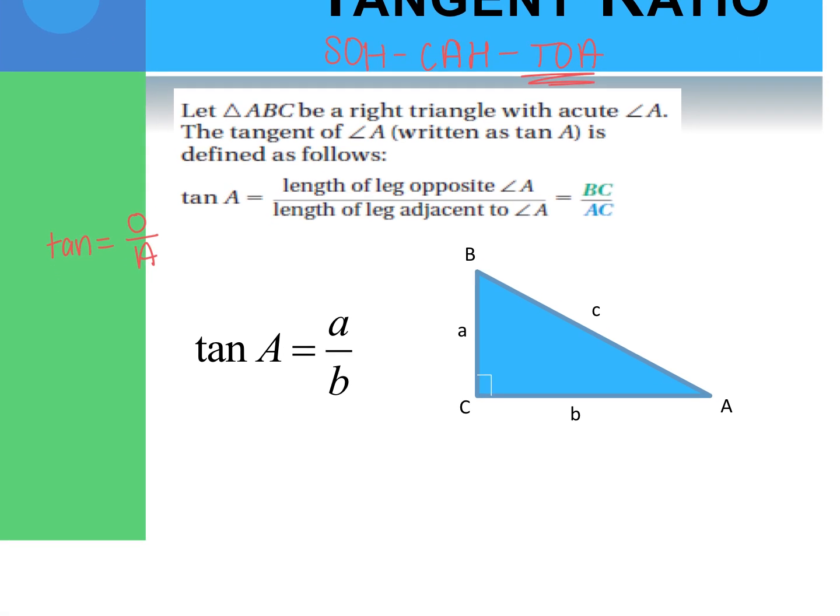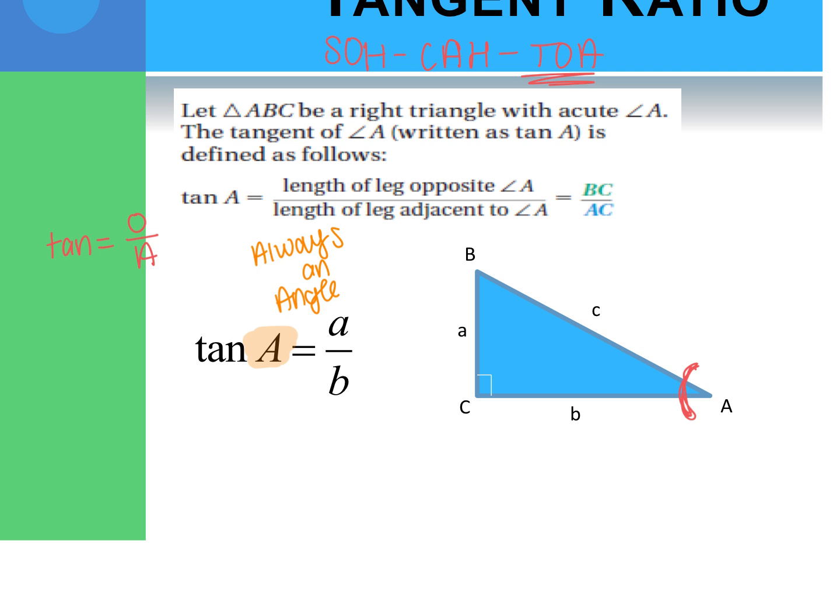So tan A, that capital A, anytime you have tan or cos or sine and some number or some letter, that's my angle. I'm going to highlight it. This right here is your angle. It's always going to be your angle. So if I'm looking at this one, they're asking me to find tan A. This is my angle right here. I showed you my angle in red.